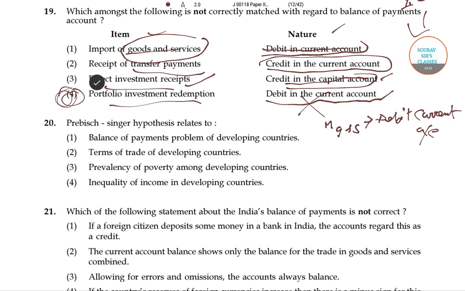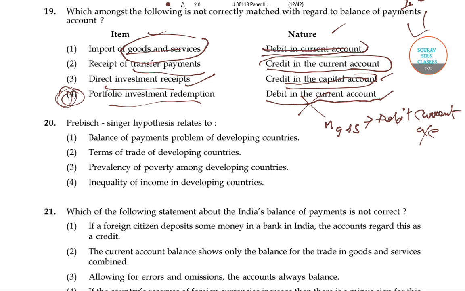Now we next go to question number 20. In question number 20, it is given: the Prebisch-Singer hypothesis relates to. Four options are given, as you can see.